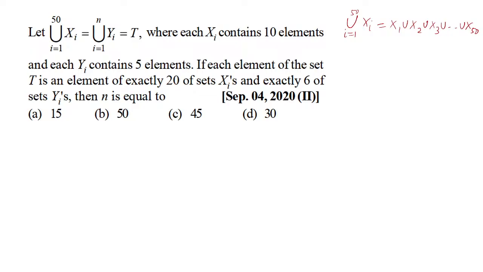Now, each of these xi sets contains 10 elements and each of these yi sets contains 5 elements. And each element of set T is an element of exactly 20 of the sets xi, and each element of the set T is an element of exactly 6 of the sets yi. Then you have to find n. And where is n? This n is what you have to find out.